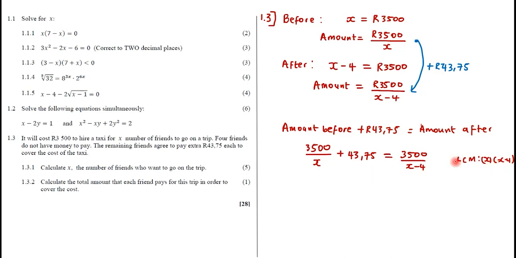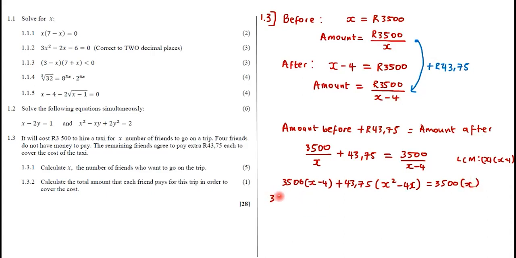So when I multiply that here, I can see that this x will cancel, but then we're going to have 3,500 into x minus 4, right? And then here, when I multiply this 43.75 with the LCM, I will have x times x, which is x squared minus 4x. So I just simplified this part. And then here, when we multiply by the LCM, the x minus 4 will cancel with x minus 4, and we will have x as a remainder there.